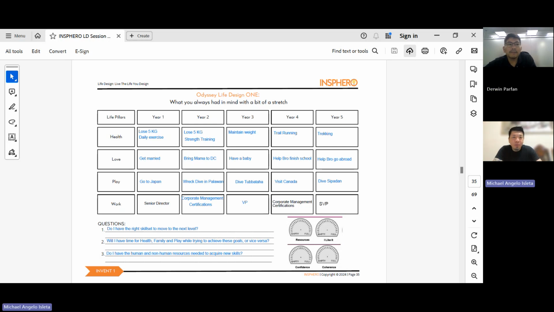So if I may start, this is my Odyssey life design. Amongst the three, this was the one I selected because I think it's the most compelling and the most realistic one for me. Just to share with you, my other one was becoming a scuba diving instructor, and the craziest one that I had was becoming a multi-billionaire real estate mogul. Yes, that's my plan 3.